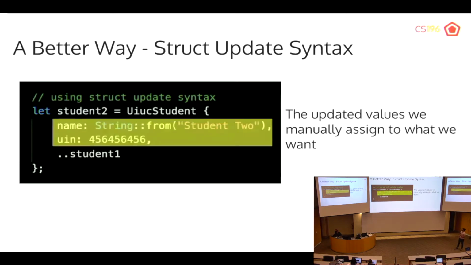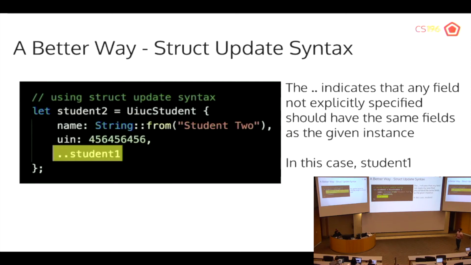So notice here, the updated values we manually assign to what we want. So we know that we want a different name and a different UIN. So that we manually assign here. However, for the other values that are going to be repeated, we just do dot dot and then the other instance of the struct, which is student1. And this lets Rust know that we want the other fields to be what student1 was. So it's going to change everything except name and UIN to student1's values. Any questions about the struct update syntax?